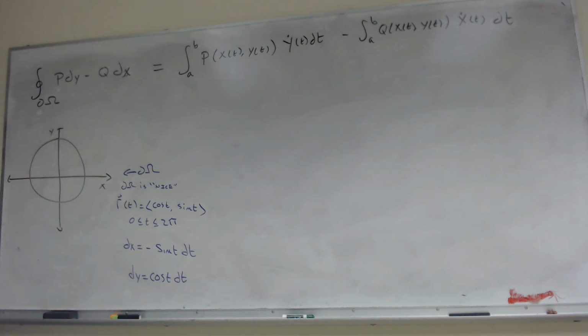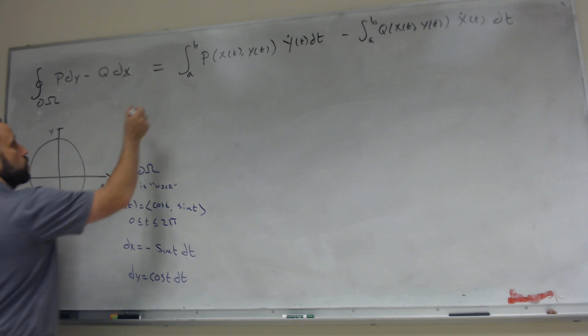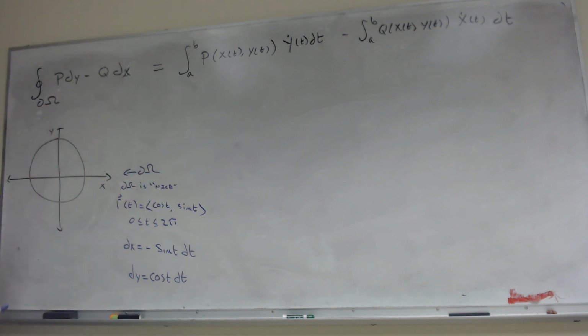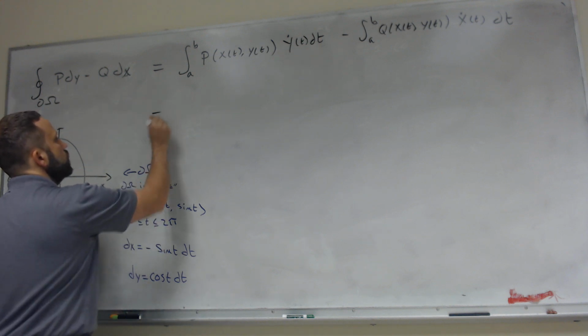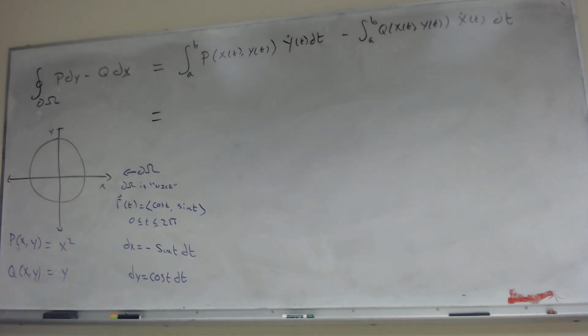Okay, so if I come back up here to my integrals, let's see what I'm going to have going on here. Oh, I haven't given you P yet. So I will write over here P of xy is equal to x squared, and Q of xy is equal to y. We're going to get to brush up some of our trig identities here. All right, so now what's the integral going to be?